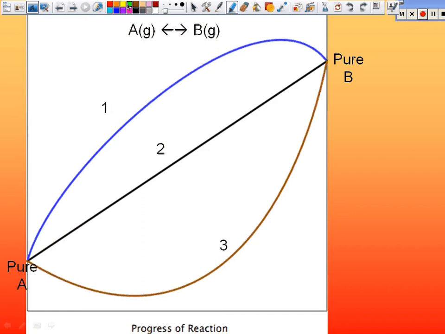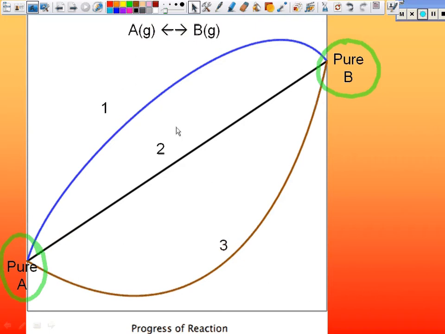So we're going 100% A. What's happening as we're going this way? It's reacting, and we're making what? Pure B. Now let me ask you this. Will we stop making B at some point? Keep that in mind. It's either going to be 1, 2, or 3. Yep. Which line represents the delta S of the universe?